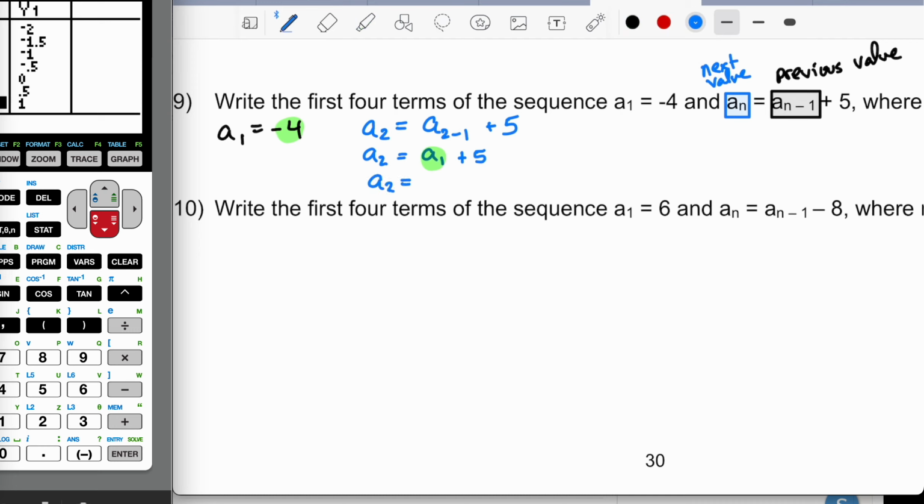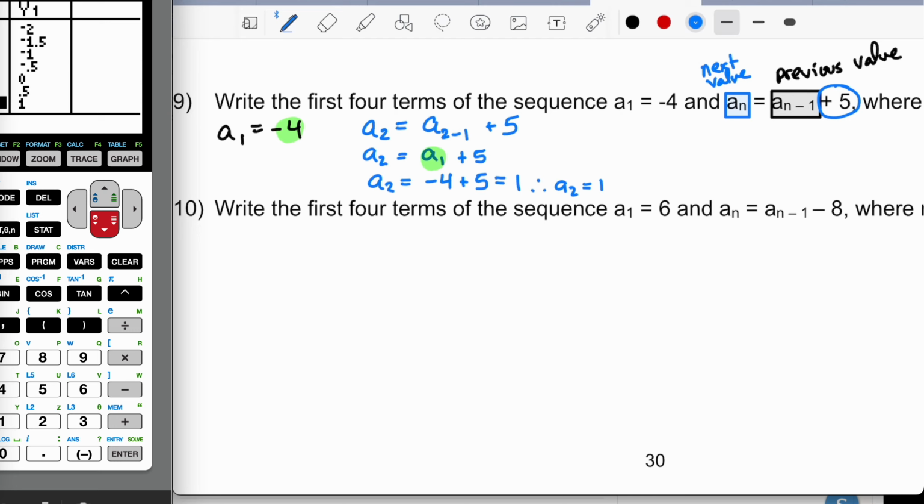Therefore, negative 4 plus 5 will give us the value of a sub 2. All right, which is 1. So I now know that a sub 2 is equal to 1. All right. Now, if you look at the difference between what we had before and what we have now, negative 4 became a 1. It became a 1 because we added 5 to the negative 4.